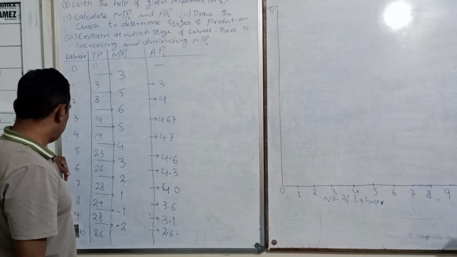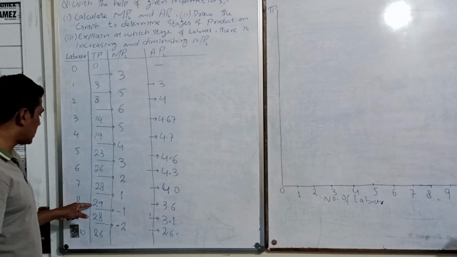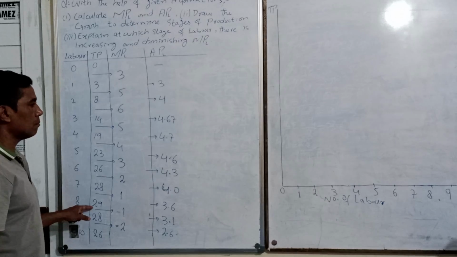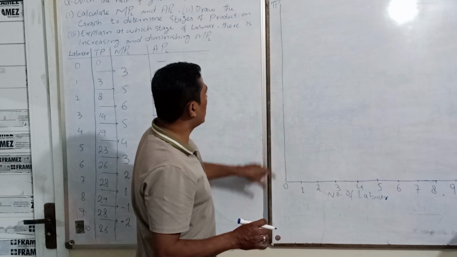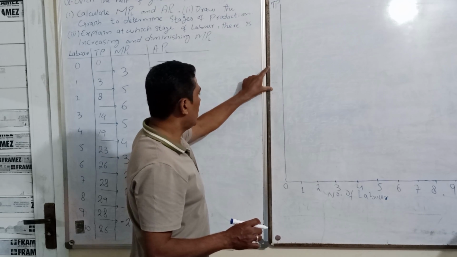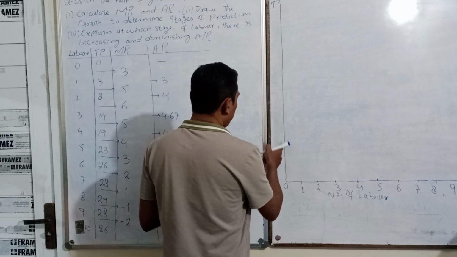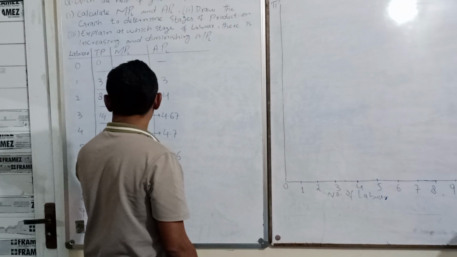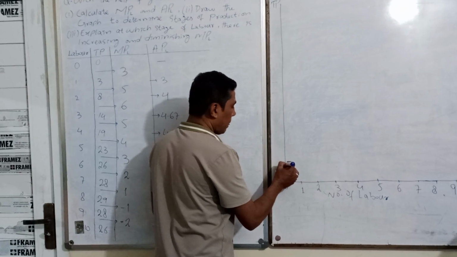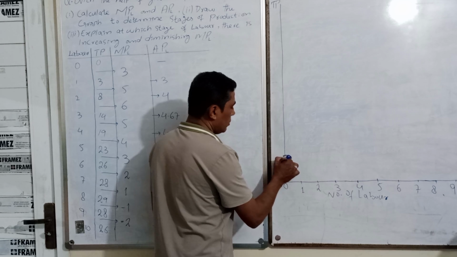Just look at these values. The lowest value is 0 and the highest value in this figure is 29. Clear? So we have to scale in this way. All values lie in these scaling values. So 0, 5, 10, 15, 20 and 28. So just take it: 0, 2, 4.